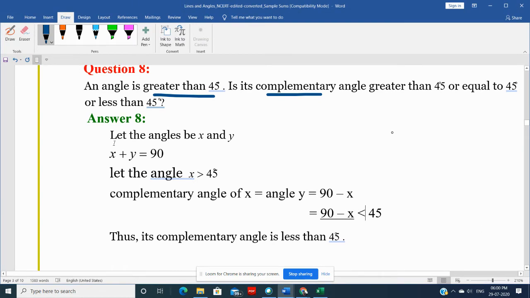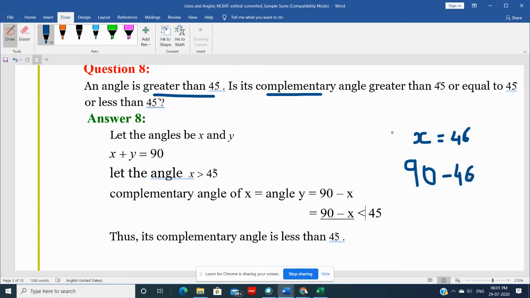See, we are told that x is greater than 45. Let's suppose x is equal to 46, because we are given that x is greater than 45. Now, if I subtract 46 from 90, then my answer would be 44, which is of course less than 45, right? This is what we are trying to tell.